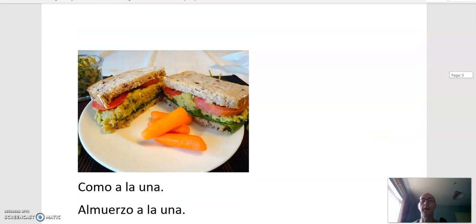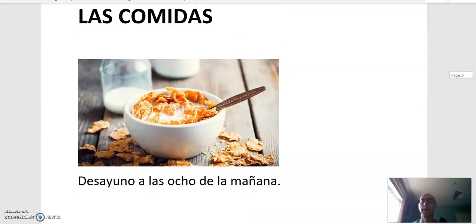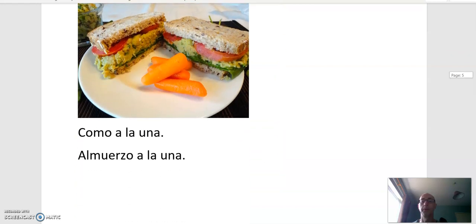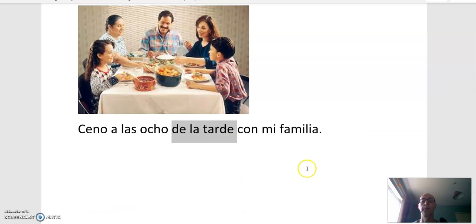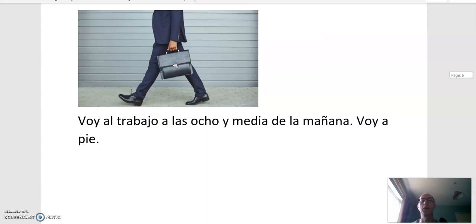So let's just revise the meals again. Desayuno, como o almuerzo, ceno. Again, we're just using the first person, present tense. Some more verbs, useful verbs, just for our day-to-day.